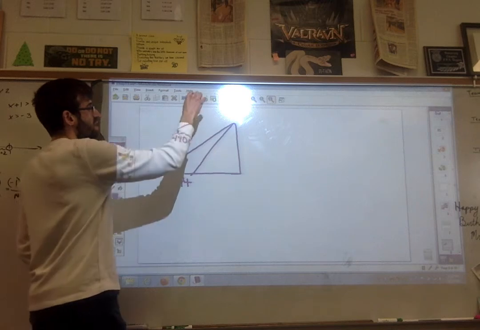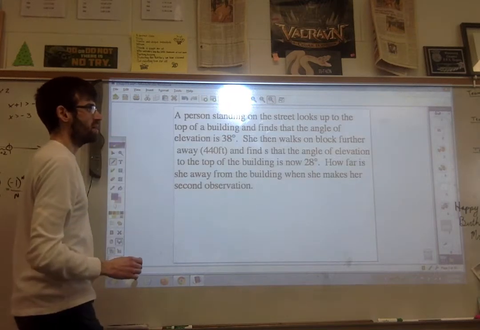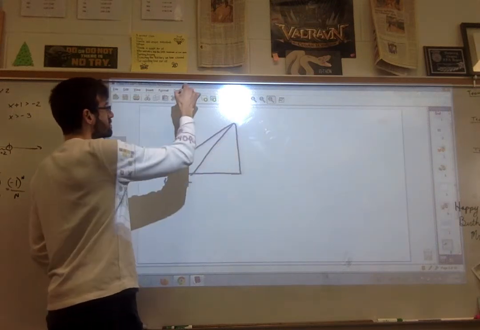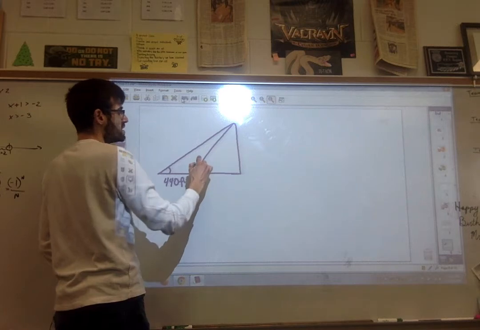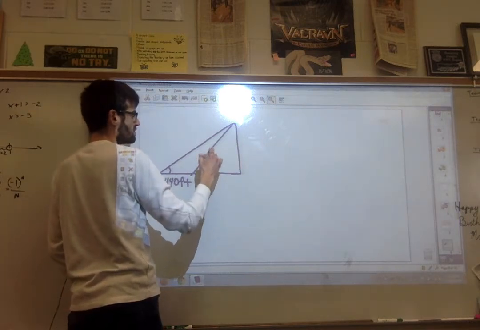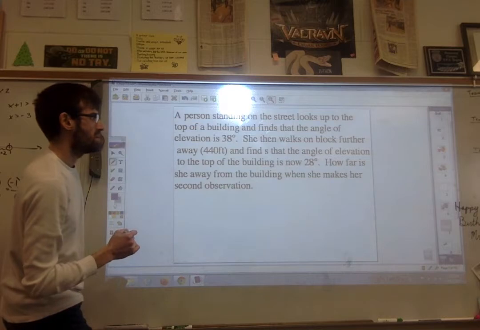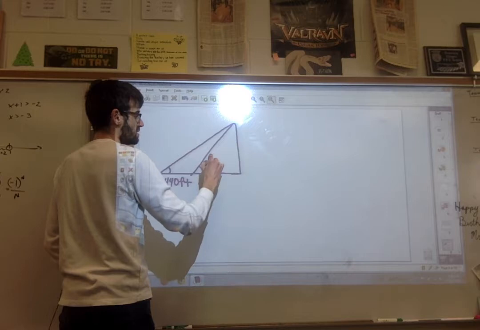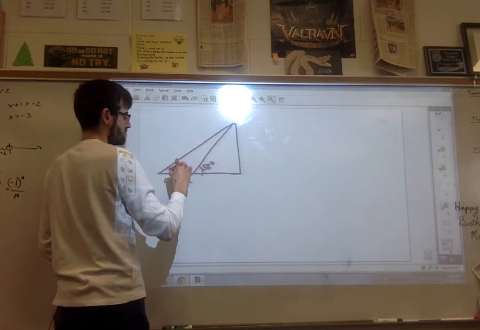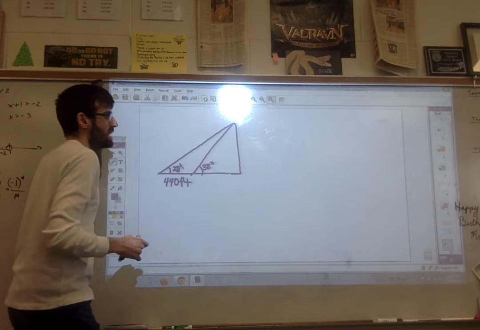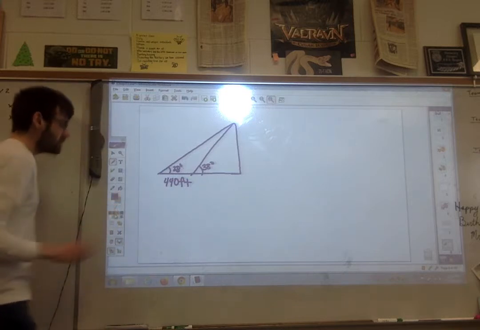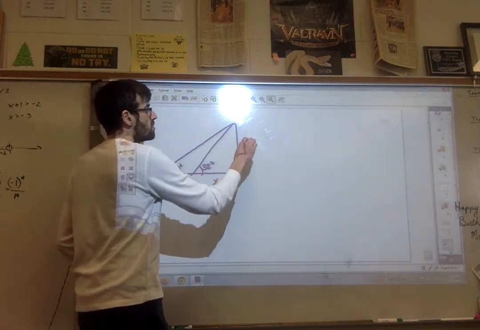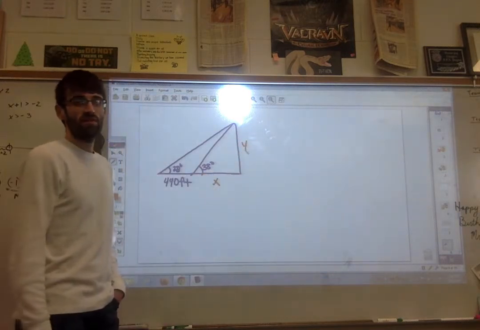Her first angle of elevation was 38 degrees, and then it's going to change to 28. This is her first observation. Now, this looks kind of like a helicopter or a roller coaster problem, but I'm going to solve it a different way.